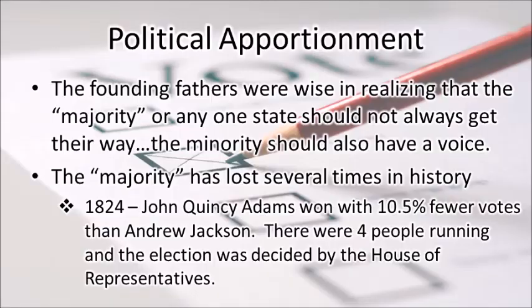In fact, in 1824, John Quincy Adams won with 10.5% fewer votes than Andrew Jackson. There were 4 people running at the time, and the election was actually decided by the House of Representatives. It was not even decided by the Electoral College.